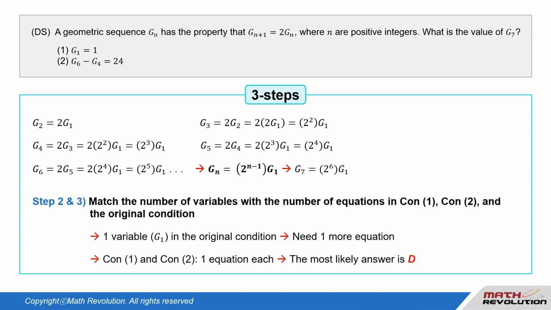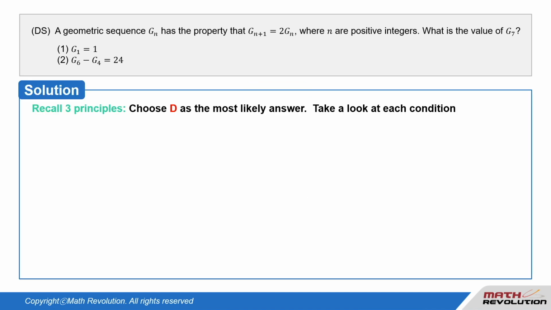Follow the second and third steps. From the original condition, we have one variable, g of 1. To match the number of variables with the number of equations, we need one more equation. Since conditions 1 and 2 will provide one equation each, it's about 60% likely that D would be the answer. Recall 3 principles and choose D as the most likely answer.